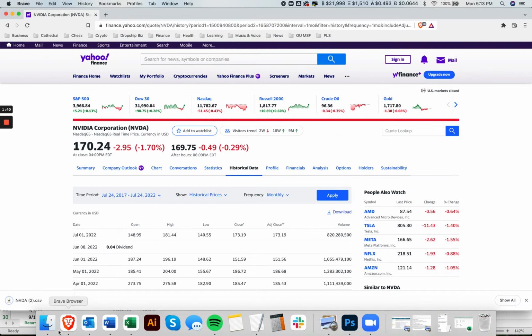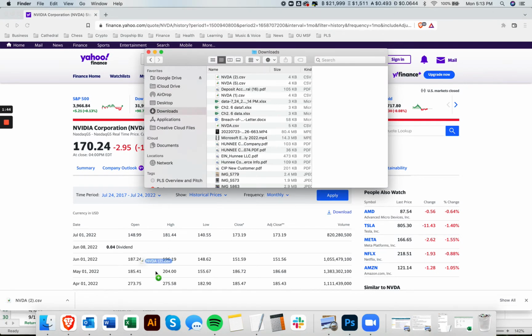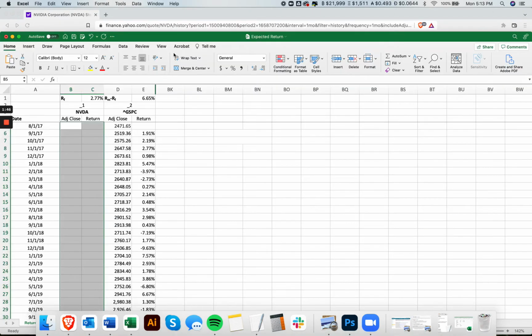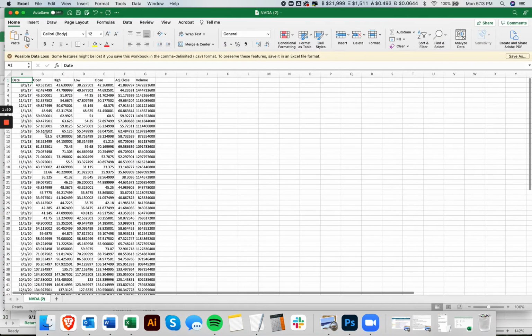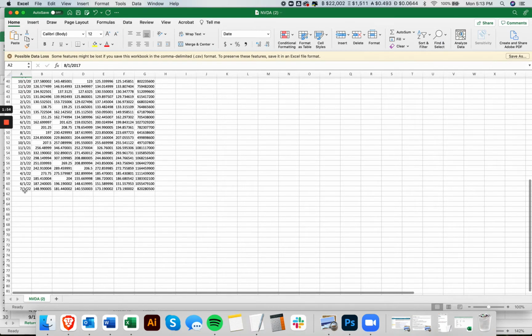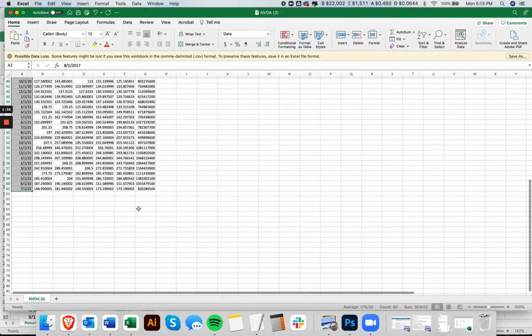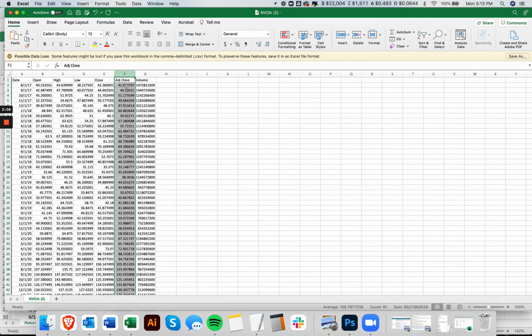So drop a CSV into downloads, and then we're going to open that CSV in Excel. All right, so as you can see, our date range here, August 17 through July of 22. We have our open, high, low, close, and then adjusted close. This is what we're after, the adjusted close price.